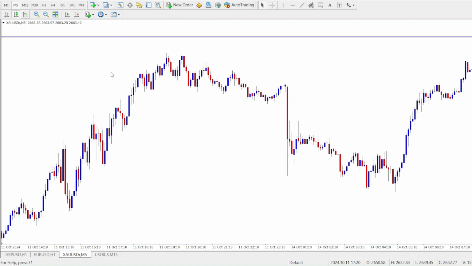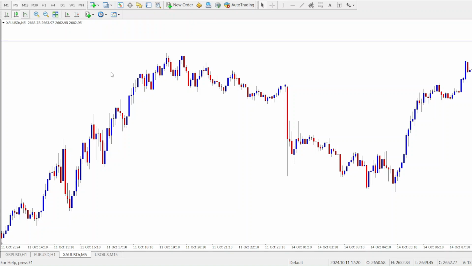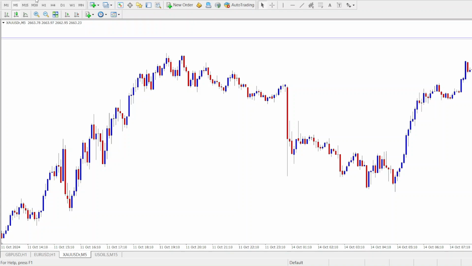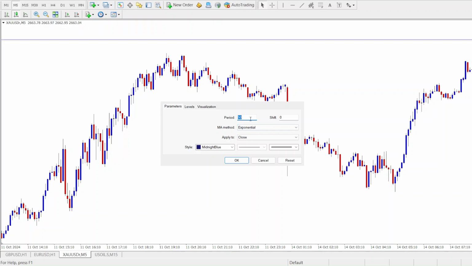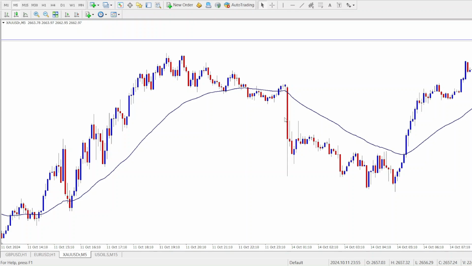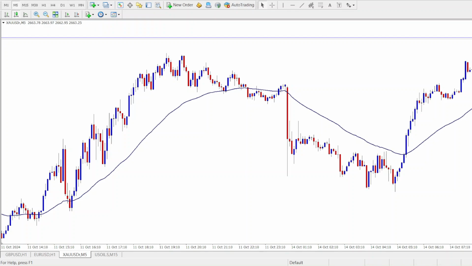So now we're also going to be looking at the key indicators that are used for scalping XAUUSD. And the first indicator on our list is the exponential moving average. So for the exponential moving average, we are going to be using the 50 period EMA for scalping gold. You can use the 50 EMA to gauge the overall trend, and then the 9 EMA for quick entries.